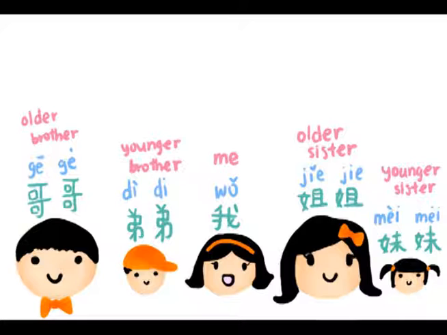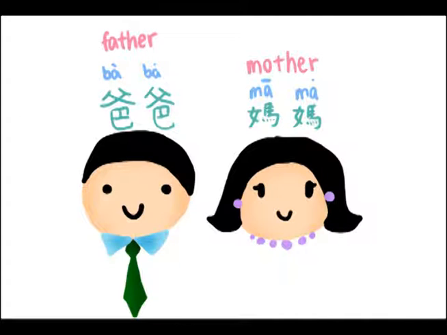Older sister is 姐姐. Little sister is 妹妹. Mother is 妈妈. Father is 爸爸.